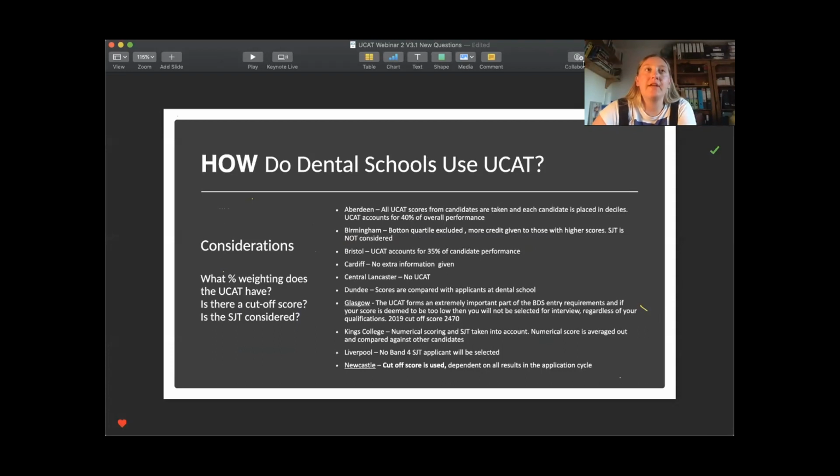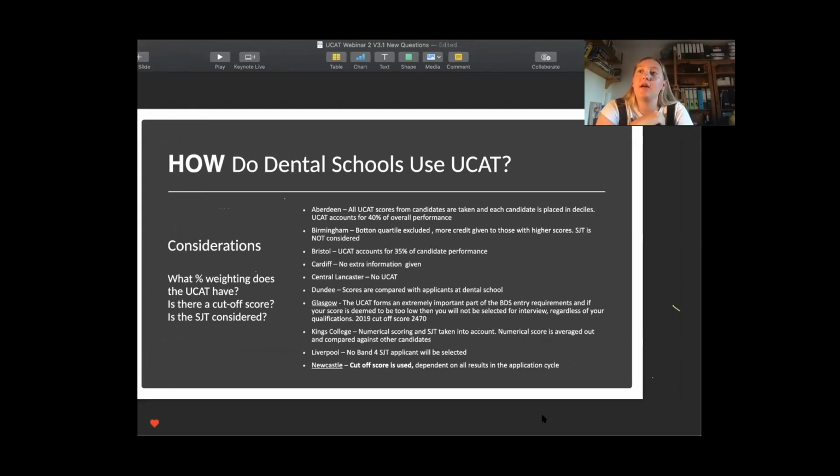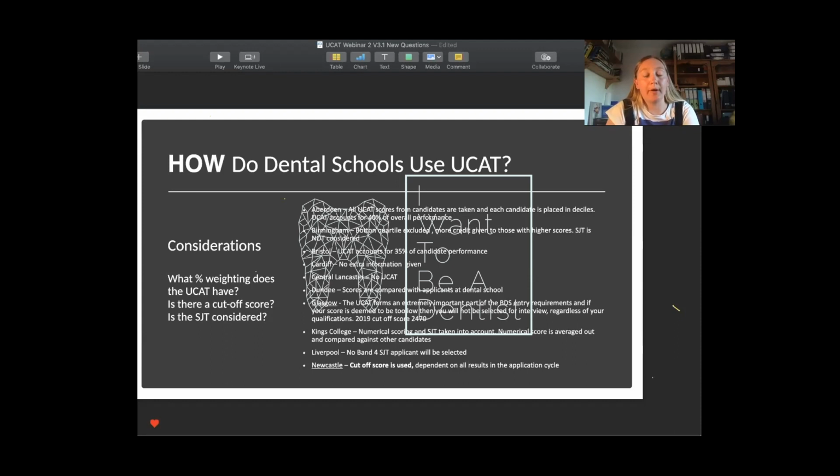But I actually got quite a bad score in it. I think I got a band 3, and most of the offers to dentistry go to band 1 and band 2, and a lot of people really emphasize that you need to get band 1 or band 2. So I came out of that absolutely distraught, I was crying. I thought I wasn't going to get into dentistry. And in the end, I still got all my offers.